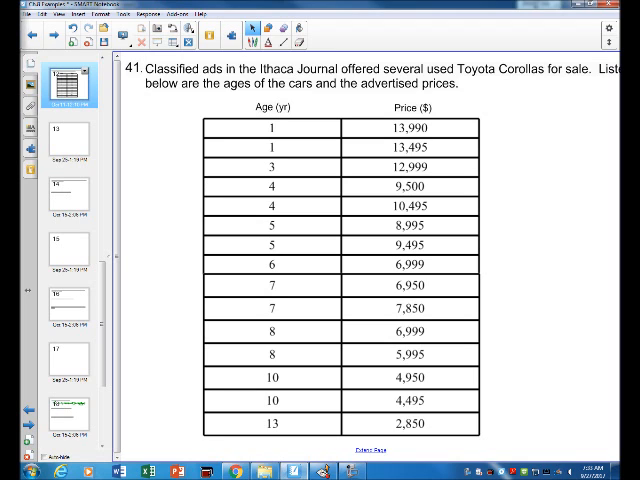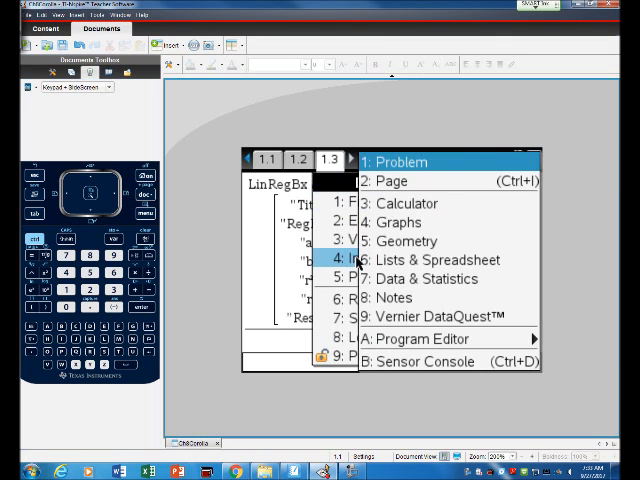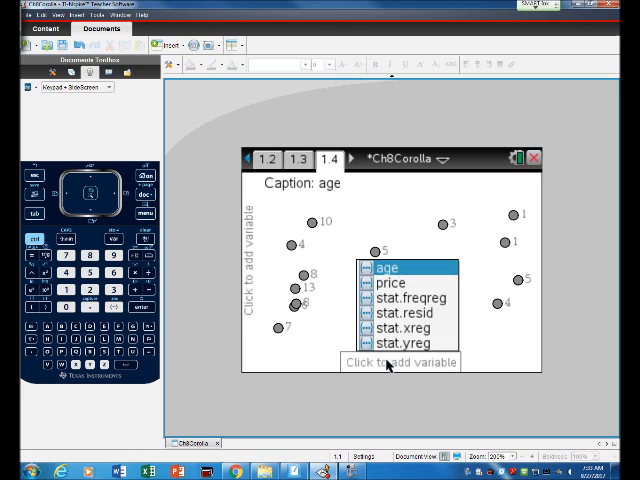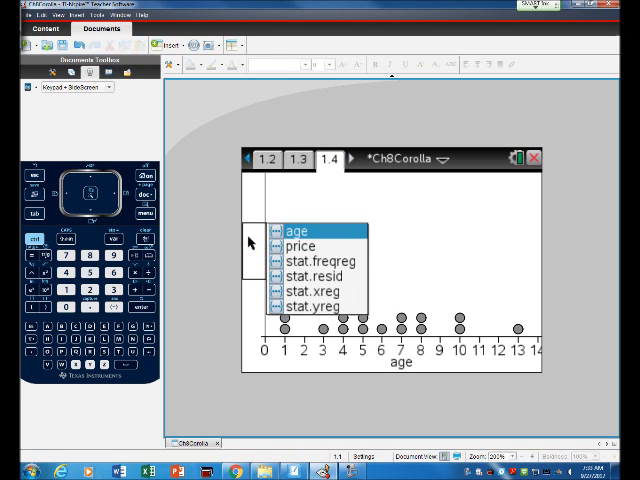Remember, that's the observed price, so all the prices in this column, minus their predicted prices based on how old the car is, and that creates the residual. All right, so I want to check that by inserting, so doc insert, a new data and statistics page. Keep in mind you want to use the same explanatory variable, which is the age, but instead of using price, we're now going to use stat.residual.